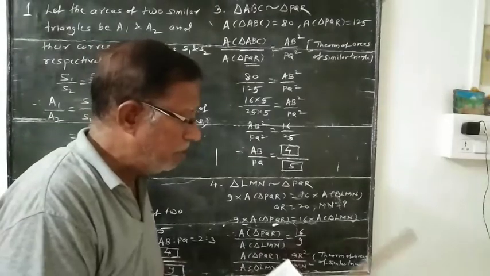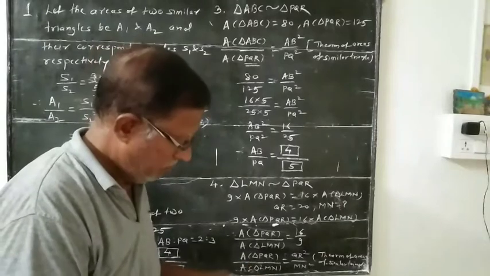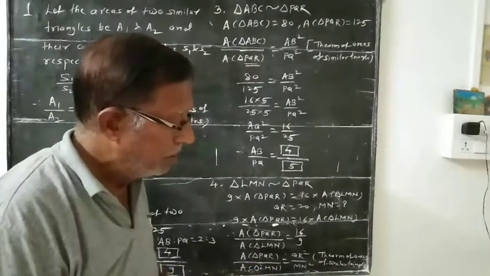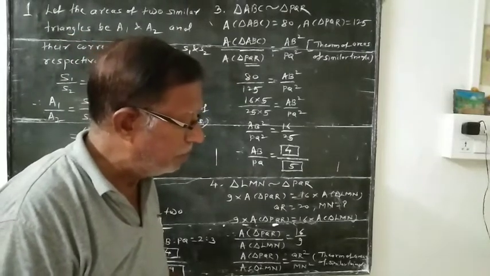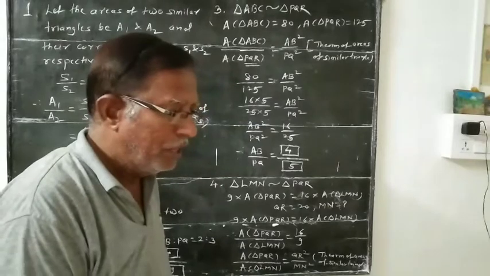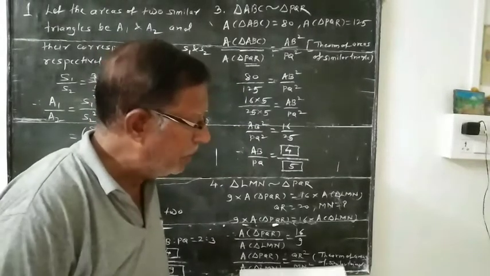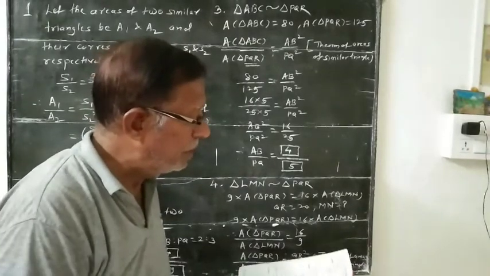So, examples based on this theorem. On page number 24, solve the example. Triangle ABC is similar to triangle PQR. Area of triangle ABC is 16, area of triangle PQR is 25. Then find the value of the ratio AB upon PQ. Triangle ABC is similar to triangle PQR. Therefore, area of triangle ABC upon area of triangle PQR is equal to AB square upon PQ square, by the theorem of areas of similar triangles.